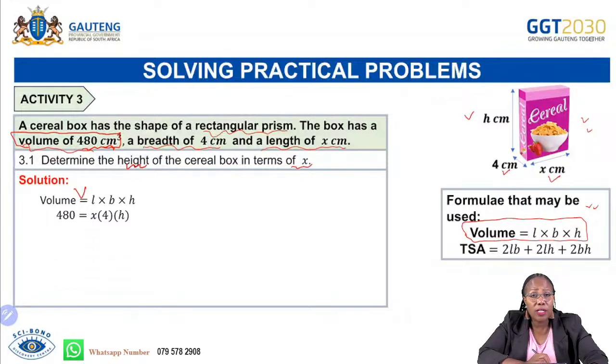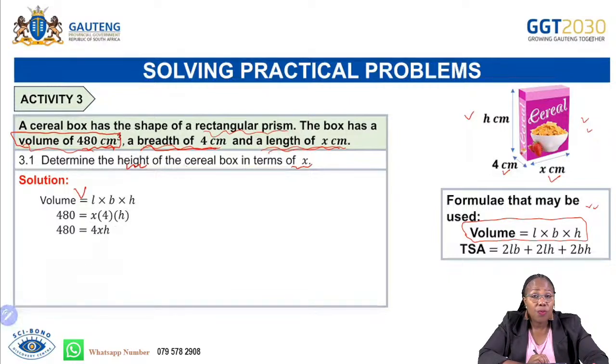So now let's substitute. Volume is 480 cubic centimeters. We are ignoring the unit for now. And then the length is X as indicated, and also given to us that the length is X centimeters. And the breadth is 4 centimeters, given as 4 also on the diagram. And then we have our height, which is still H. From this step, grade 12, remember we are looking for H. We need to get rid of 4 and X there.